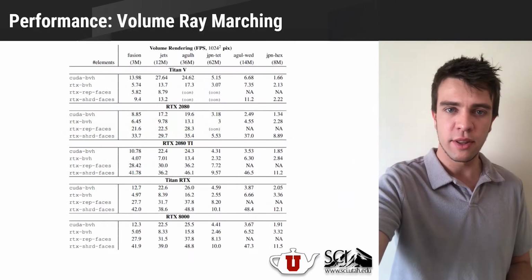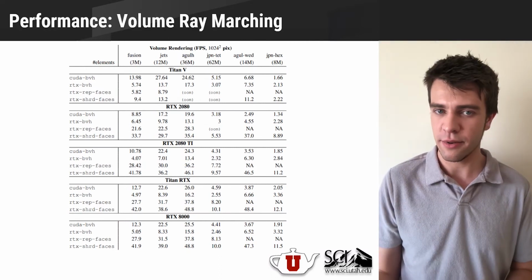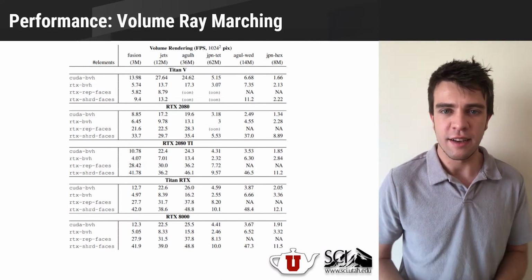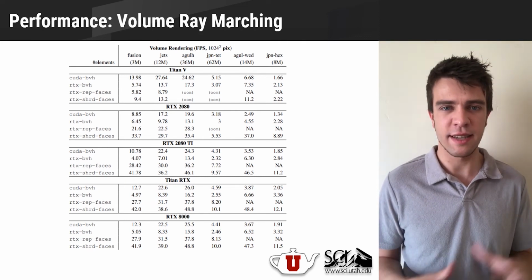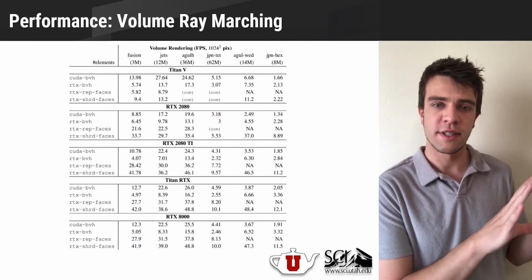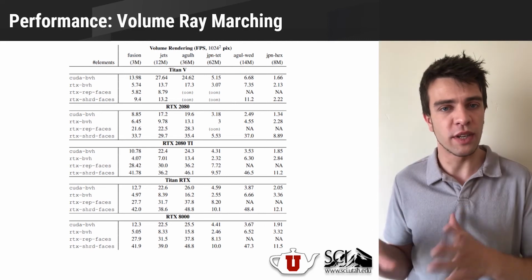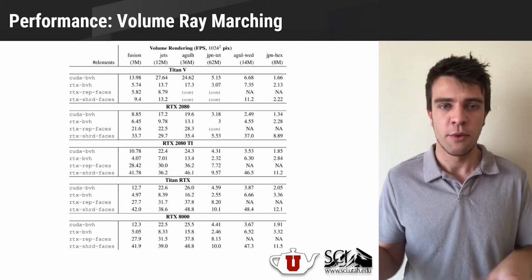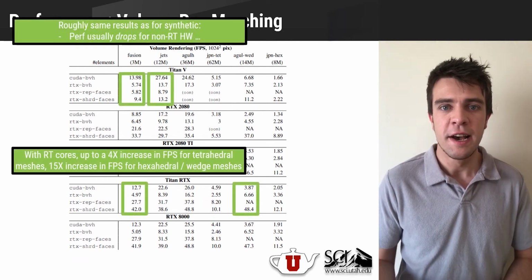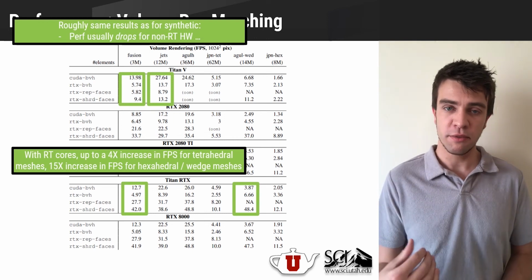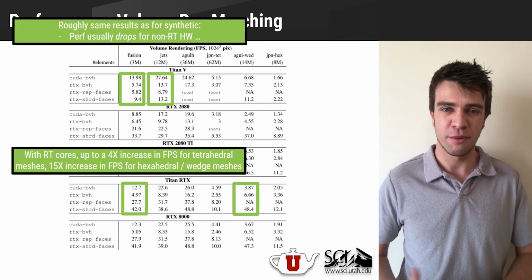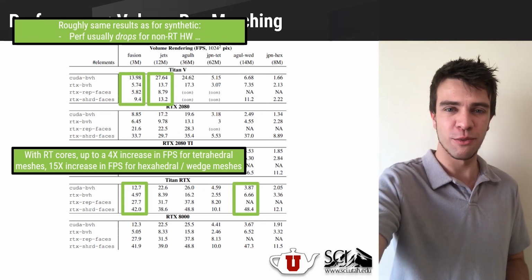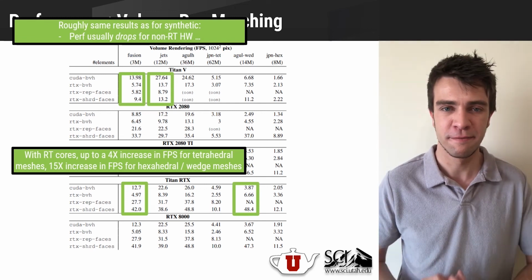Next, we integrated our point location queries into a direct volume renderer for a better understanding of a more real-world use case. The takeaway here is that our performance improvements from our synthetic benchmarks translate to real-world performance improvements, where with hardware-accelerated ray tracing, we see up to a 4x performance improvement in frame rate for tetrahedral meshes and up to a 15x performance improvement in frame rate for wedge and hexahedral meshes.